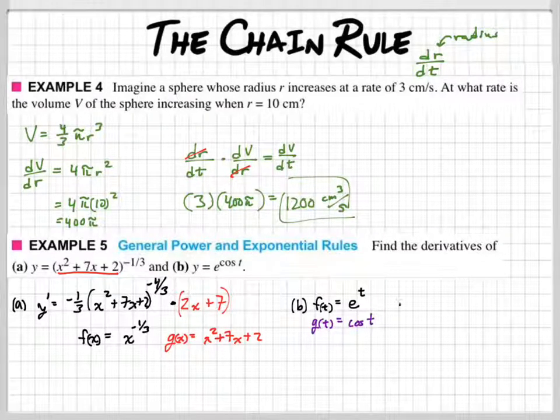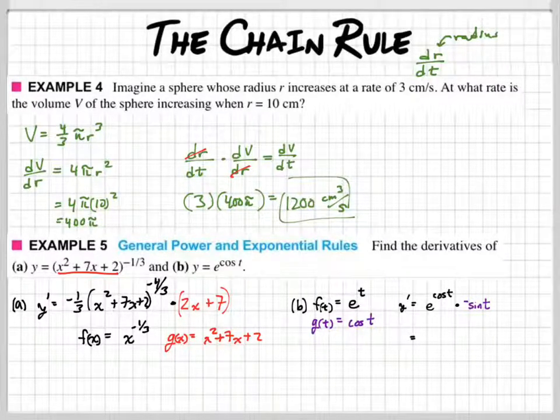Alright, so if I take the derivative of b, we've got the derivative of the outside, which is just e to the t. The derivative of e to the t is just e to the t, so we're just going to write e to the cosine of t. Then we're going to multiply that by the derivative of the inside, which is cosine t, and that's negative sine t.